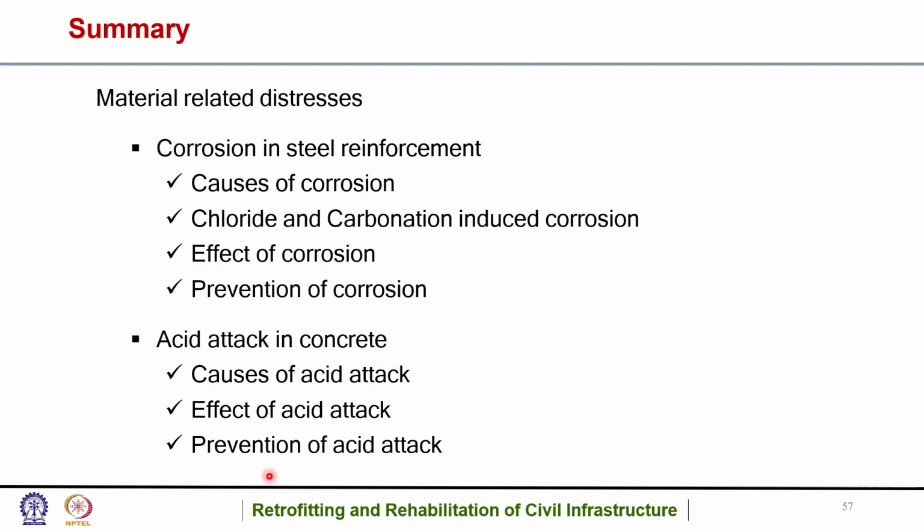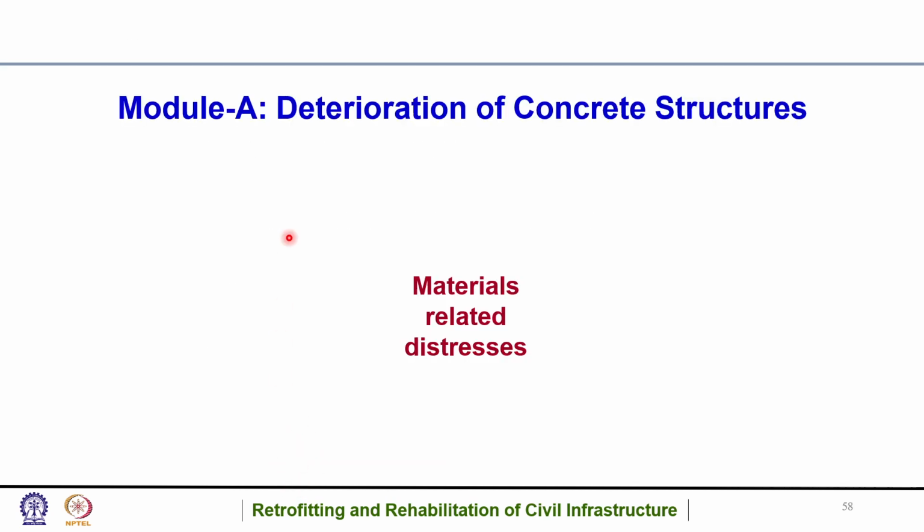If we summarize this lecture, we studied the material related distresses. Firstly, we went through corrosion in steel reinforcement. What were the causes of corrosion? We understood in more detail the chloride and carbonation induced corrosion, the effect of corrosion, and prevention of corrosion, and then went to acid attack in concrete. We went through the causes, effect, and prevention of acid attack. So that was all about the last lecture.